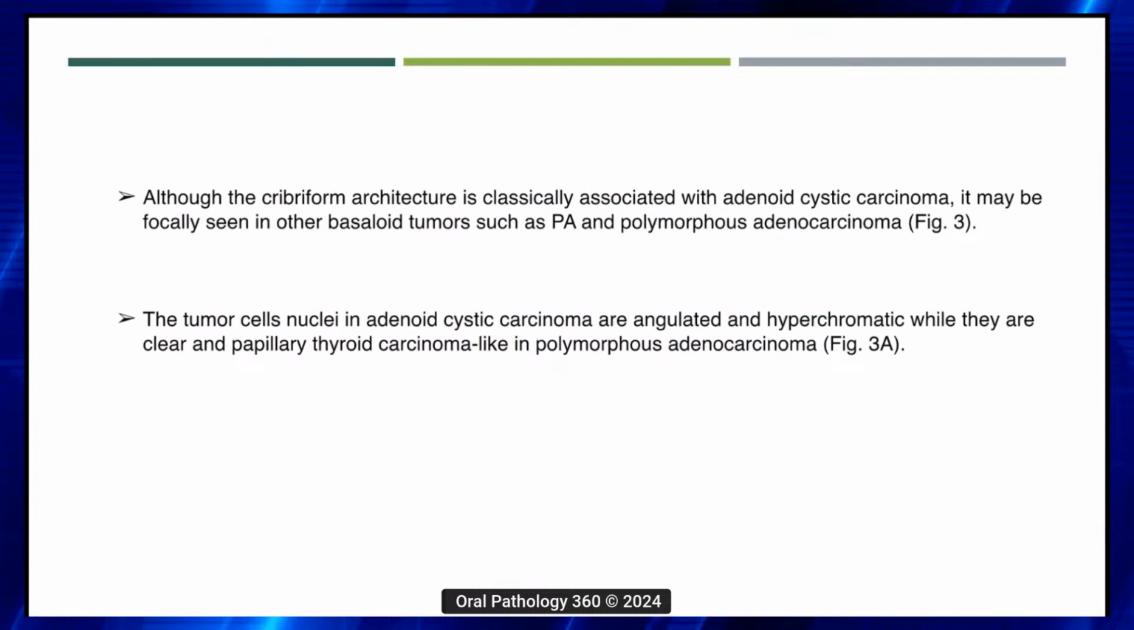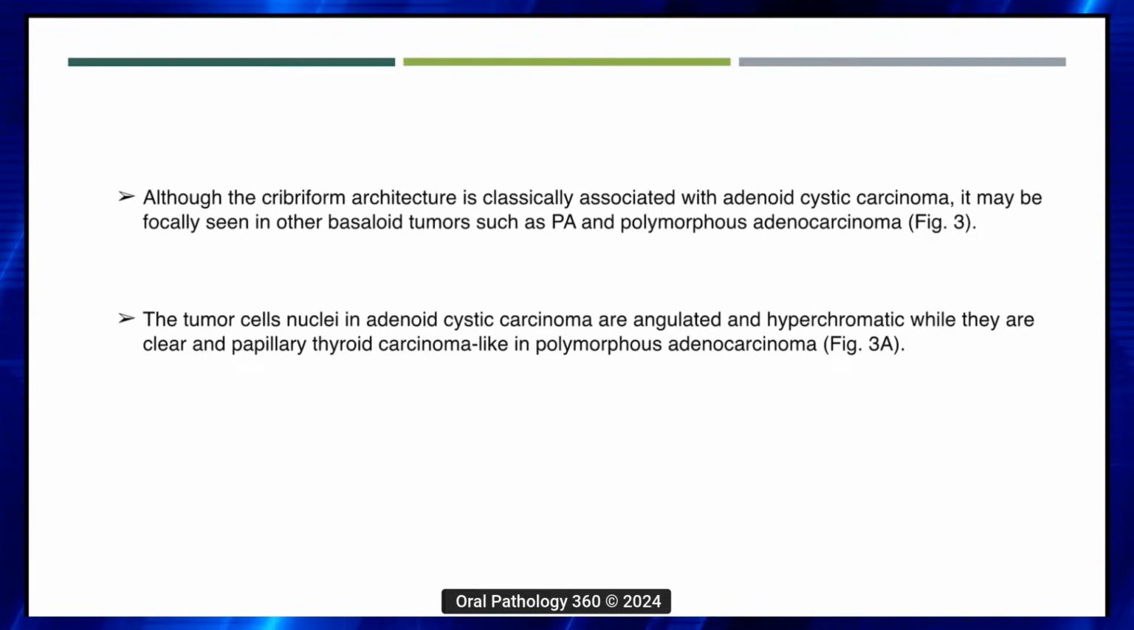Now let's delve into the distinctive features of polymorphous adenocarcinoma, a basaloid tumor that shares some architectural similarities with adenoid cystic carcinoma. The cribriform architecture, often associated with adenoid cystic carcinoma, may also be focally seen in other basaloid tumors such as pleomorphic adenoma and polymorphous adenocarcinoma.